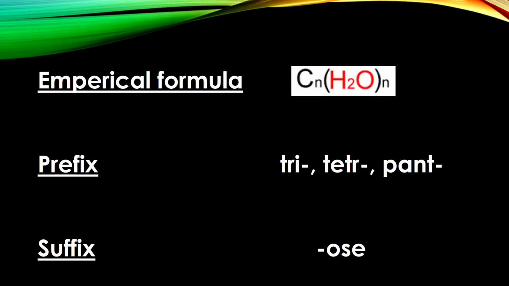The empirical formula for most of the carbohydrates is CH2O. As you can see, the number of carbons in the molecule equals the number of water molecules. The prefixes tri, tetr, and pent, and so on, indicate the number of carbon atoms in the chain, and the suffix -ose indicates that a molecule is a carbohydrate.